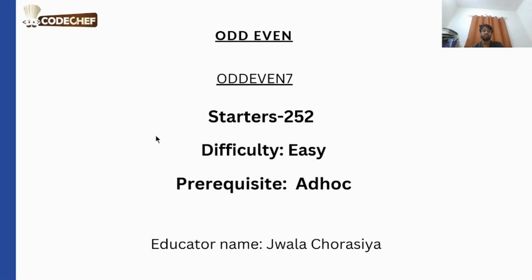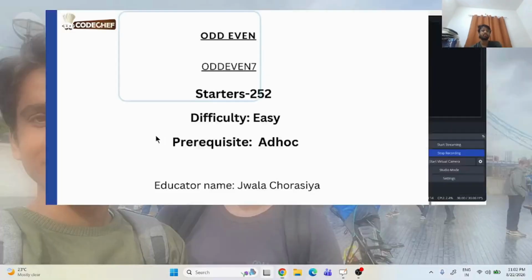Myself Zolachar and today we are going to solve the problem which came into Starters 252. The name of the problem is Odd Even and the problem code is ODDEVEN7. The difficulty rating of the problem is easy and the problem category is ad hoc. Let's start with reading the problem statement over here.